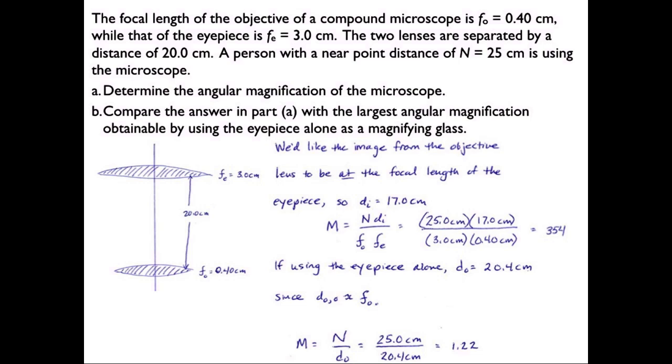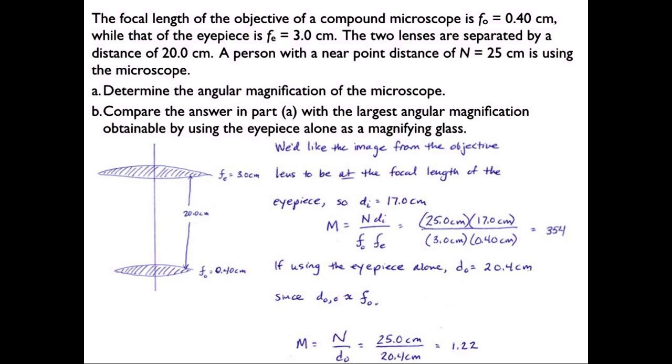The near point of the observer is 25 centimeters. The image distance is 17 centimeters. The focal length of the objective lens is 3 centimeters. The focal length of the eyepiece lens is 0.4 centimeters, and that's a magnification of 354. So this microscope is making the object look 354 times larger than it would if you did not have the microscope.